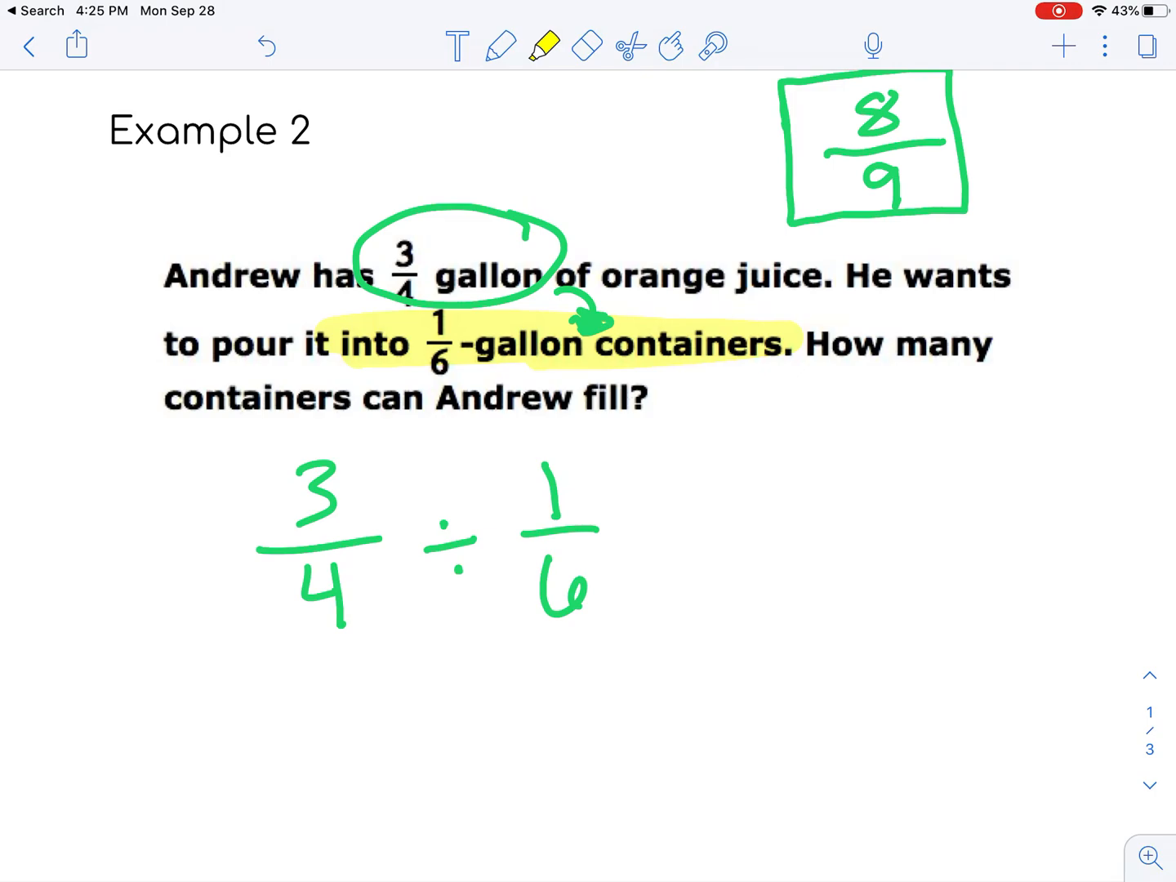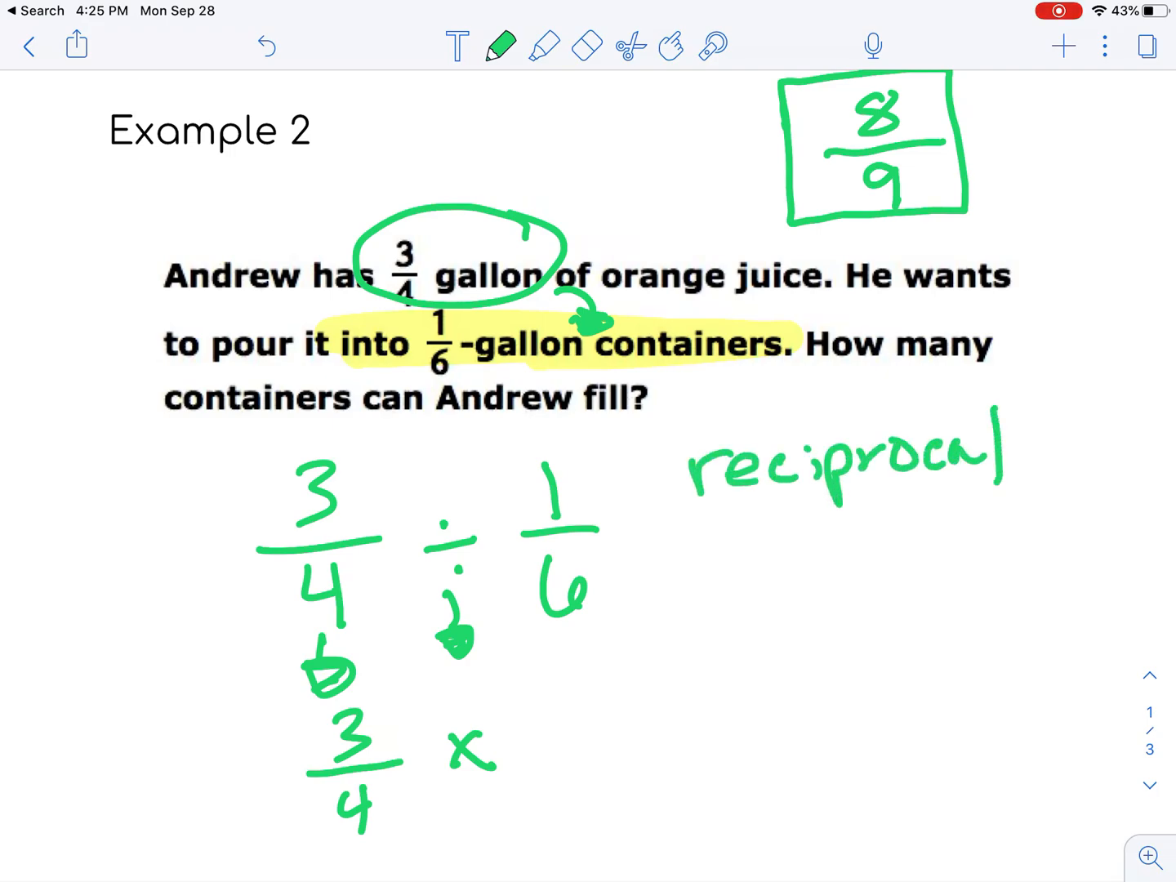So now to divide, again, 3/4 stays the same. We want to change this division sign to multiplication, and we want to do the reciprocal. Definitely spelled that right this time. Good job, Ms. Huber. We'll do the reciprocal of the second fraction. So instead of 1/6, you're going to have 6/1.